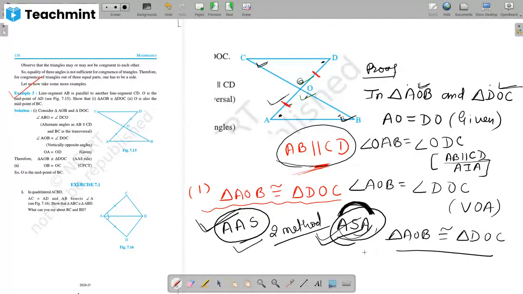देखो ना, ये लिखते हैं हम ऐसे हैं. We write in that way only. Angle, then side, then angle.